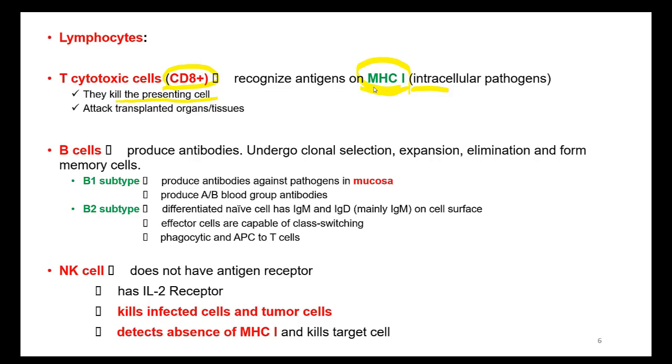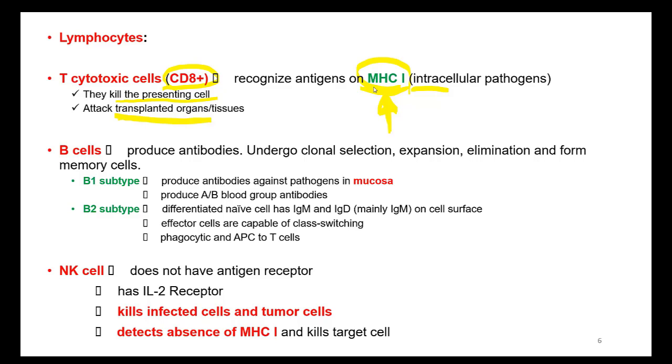Another problem is that these cells also attack transplanted organs and tissues. Okay, this is the cause of tissue rejection. So when you have an organ transplant, the first thing that you have to check is for compatibility. And when you check for compatibility, you're going to look at those MHC1 molecules. They should be compatible between the donor and the recipient. MHC1 is in all nucleated cells of your body. All cells that have a nucleus have MHC1 on their surface, okay? Including all the organs, okay?